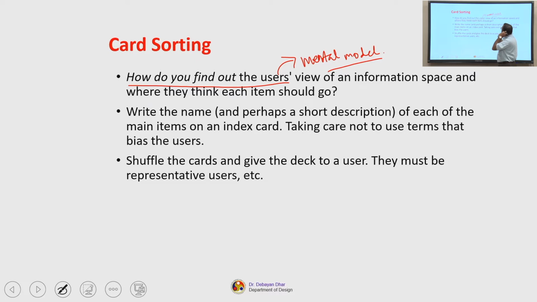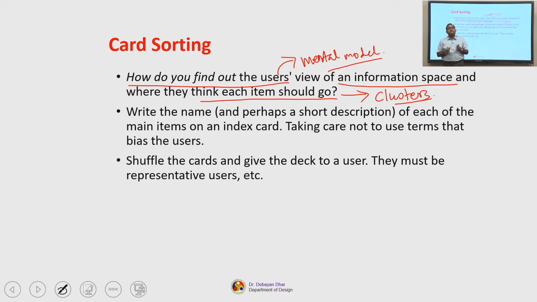So, how do you find out the user's view of an information space? The structure, how they are visualizing your web page, software, screen, the UI, and where they think each item should be. So, essentially we are talking about clusters, right. Write the name, perhaps a short description, of each of these main items on the cards. That is why we call it card sorting, right. You can take cards, write the name of each item which you think would be there in your interface, and you can put small descriptions on them as well.